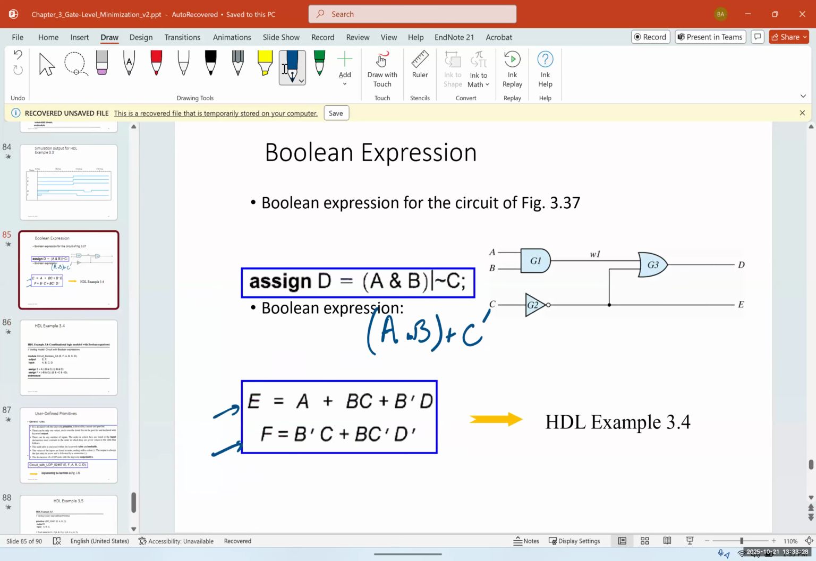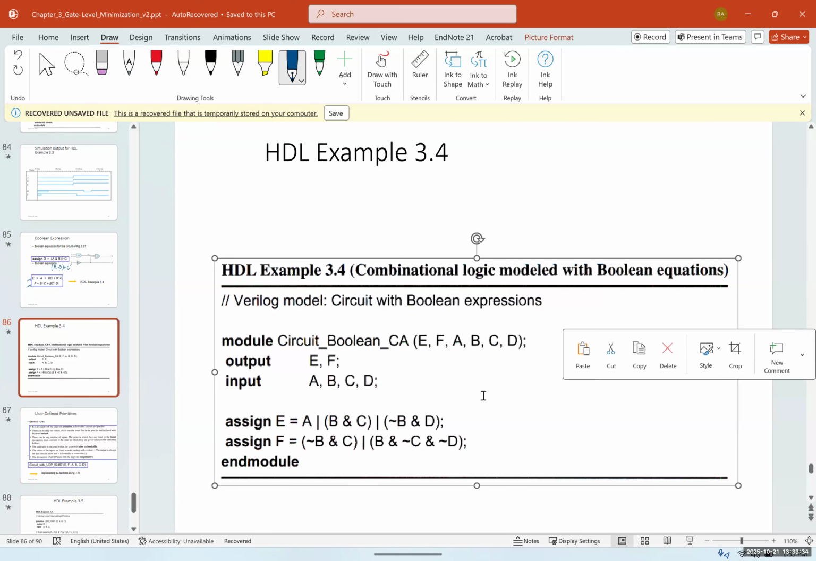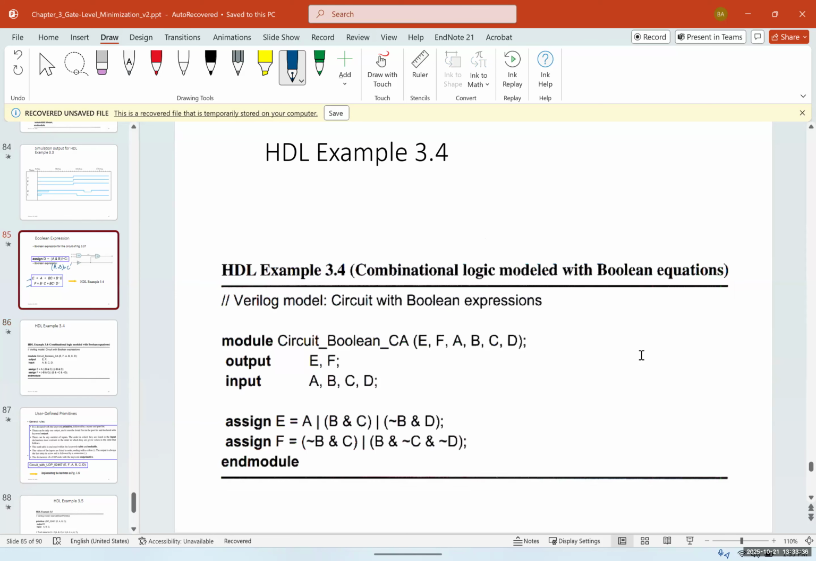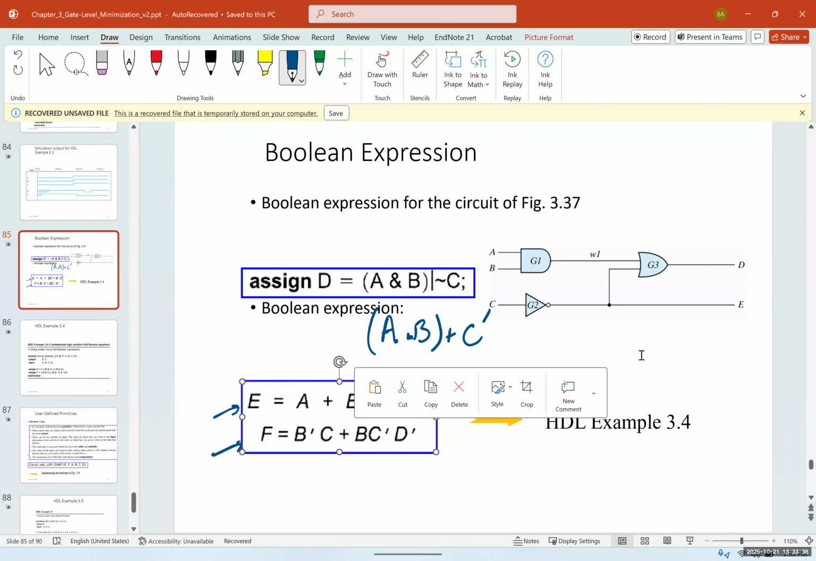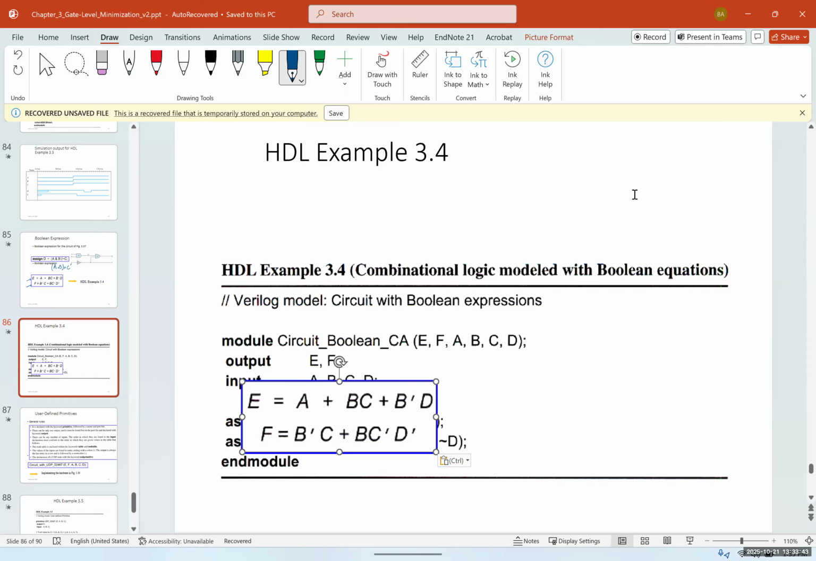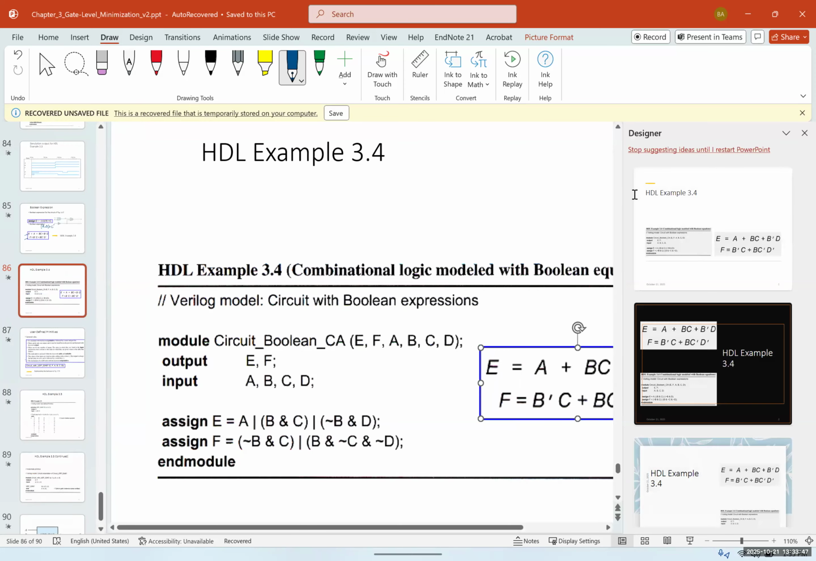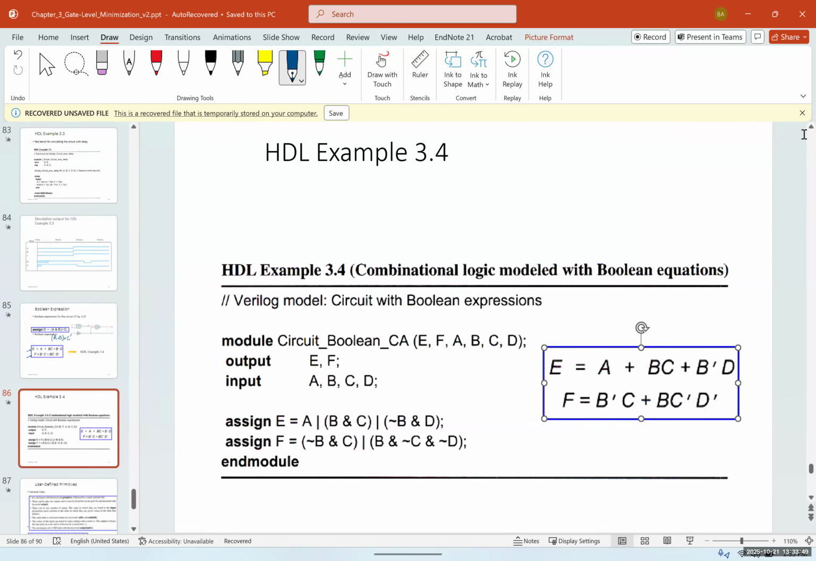Let me copy this so you can see it here. So my outputs are E and F, and the inputs are A, B, C, and D.